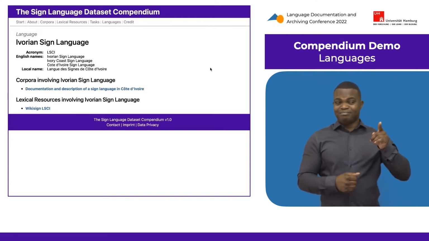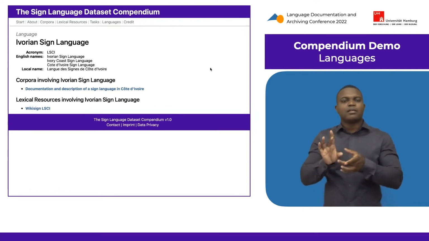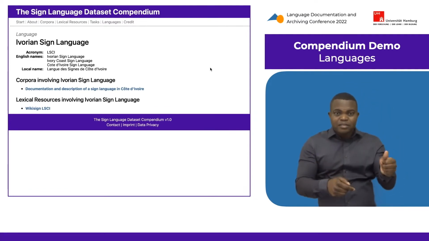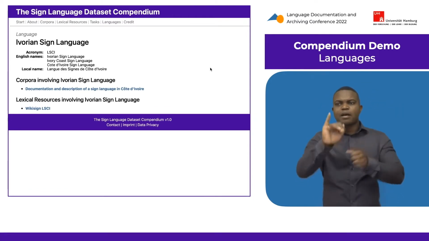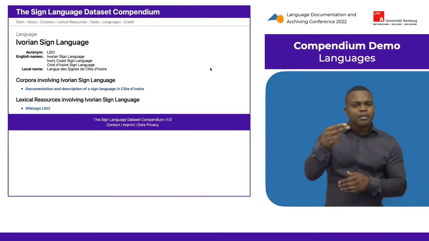Apart from linking to all the corpora and lexical resources that cover the language, every entry also lists the ISO and Glottolog codes of the language, as well as the established names and acronyms that we could determine.